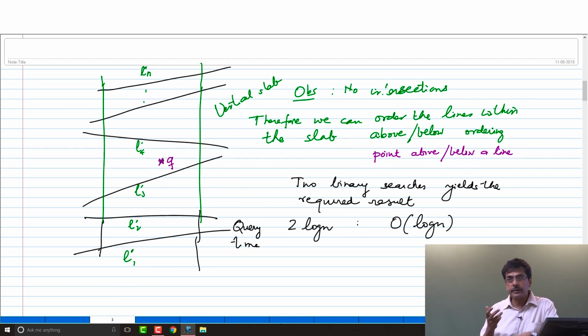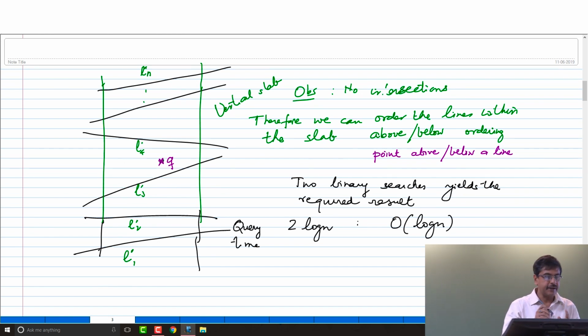Can you even guess how fast it grows? It's not n to the power d. This structure, if we generalize to higher dimensions, grows as n to the power 2 to the power d. It's a horrendous thing, so we'll never actually do it. It's just that it gives me a very simple search data structure. Here I can do with two binary searches, in d dimensions I can do with d binary searches. But the data structure itself will be huge, n to the power 2 to the power d.